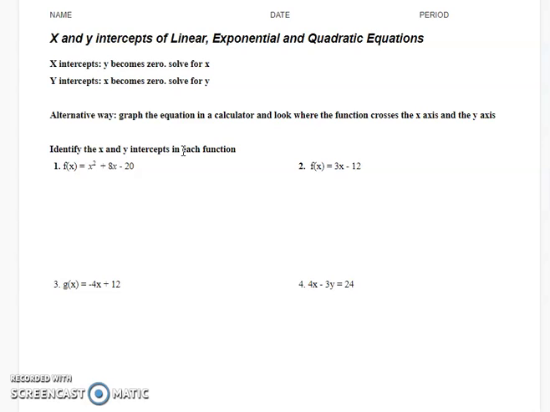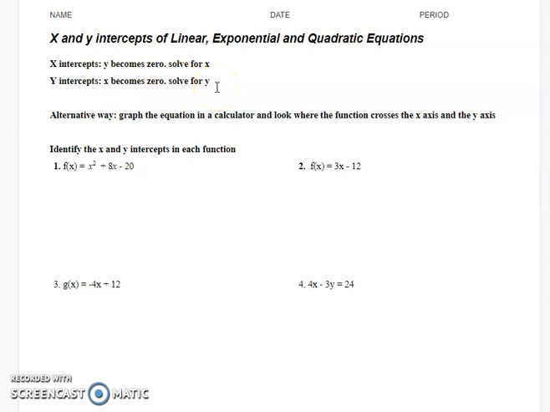So we're going to have to solve for the x and y intercepts of these types of equations. There are two easy ways to do this. The first way is, if you want to get an x-intercept, you make y become 0 and you solve for x. And for y-intercepts, x becomes 0 and you solve for y.